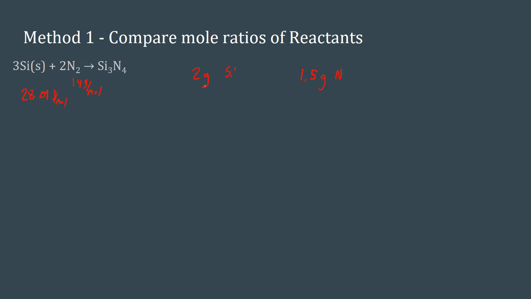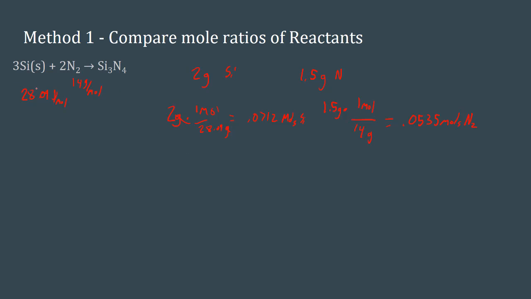And so what we do is we look at this and we're like, all right, so 2 grams of silicon is how many moles? So 2 grams times 1 mole per 28.09 grams equals, our grams cancel, and we get our moles of silicon to be 0.0712. Same thing over here with nitrogen. We get our 1.5 grams of nitrogen times 1 mole per 14 grams, and we get our moles to be 0.0535. Moles N2, this is moles Si.